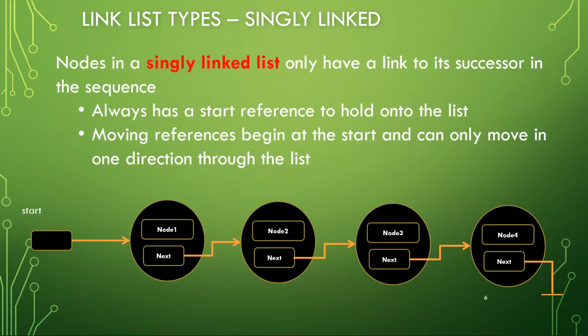Moving references in this case begin at the start and can only move in one direction through the list. So as you'd expect, we don't have random access to all the rest of these nodes. We only have the first one that links to the next node and a chain of them after that. So you always start your moving reference at the first node, and then it will step forwards in this one direction. Once you have a moving reference out here, it can't step one back, because there is no reference that has access to do that work.